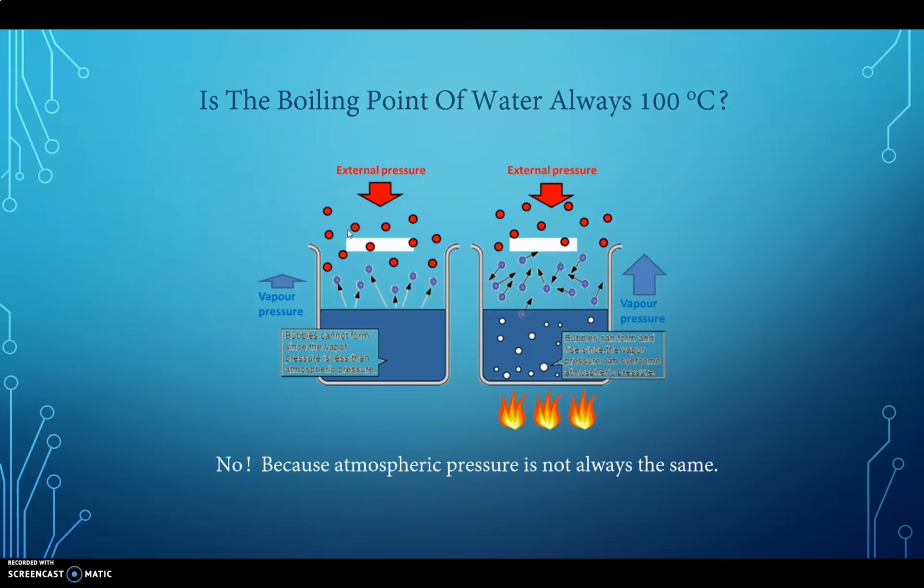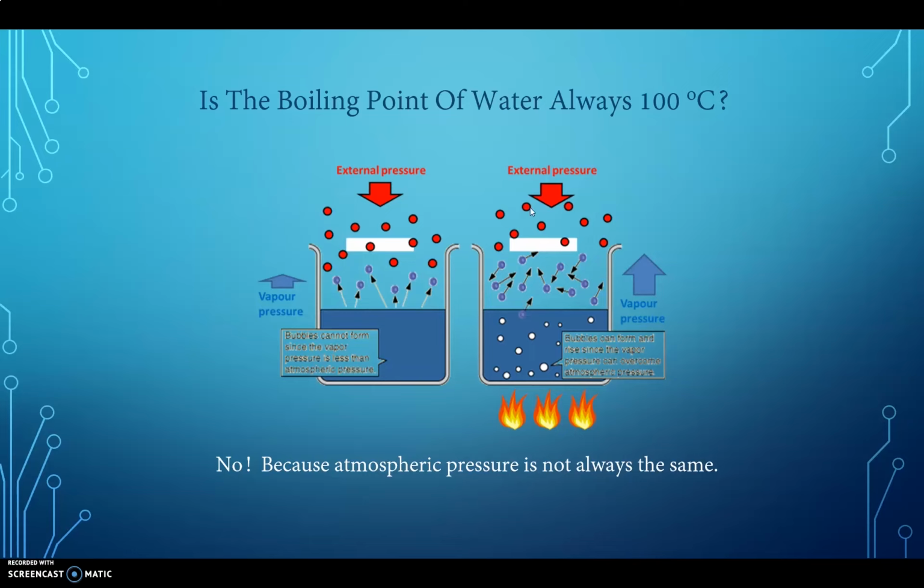So the fact is, water will not always boil at 100 degrees Celsius because atmospheric pressure is not always the same. At sea level in Stockton, the atmospheric pressure is about 1 atmosphere. At different elevations, that pressure will be different. But the overall rule is very simple. When the vapor pressure of the liquid pushing up equals the atmospheric pressure pushing down, then the liquid will boil.